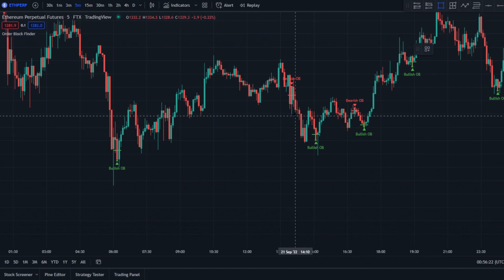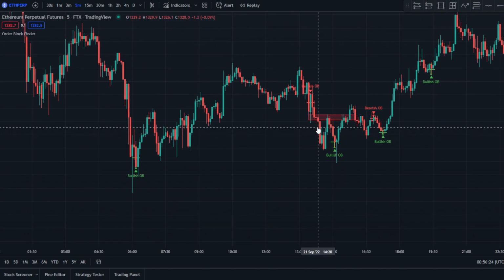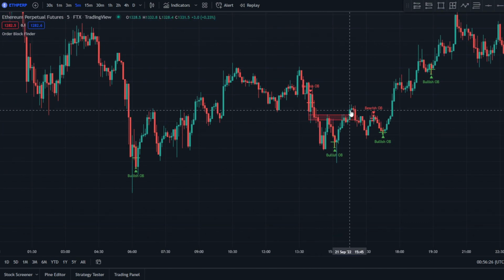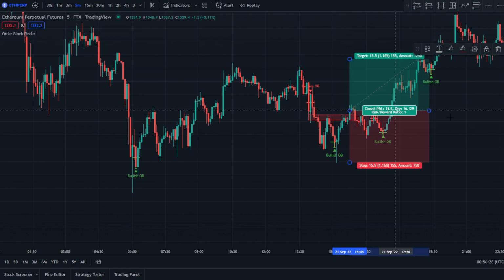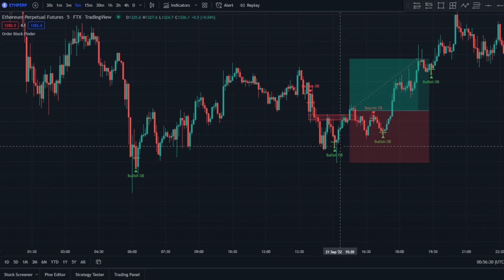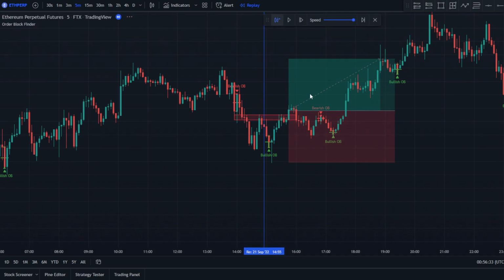We kind of have this small resistance here. We tested it once, tested it twice, and we broke up to the upside. So let's say we're going to take this position to break out to the upside. You can see that we have this new formation of the bullish order block.